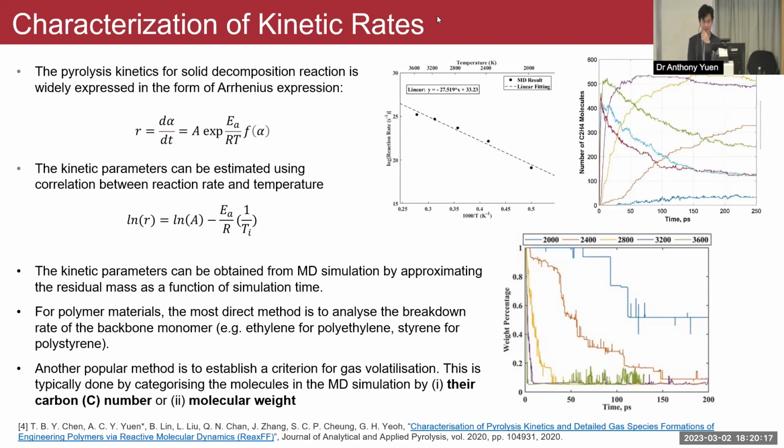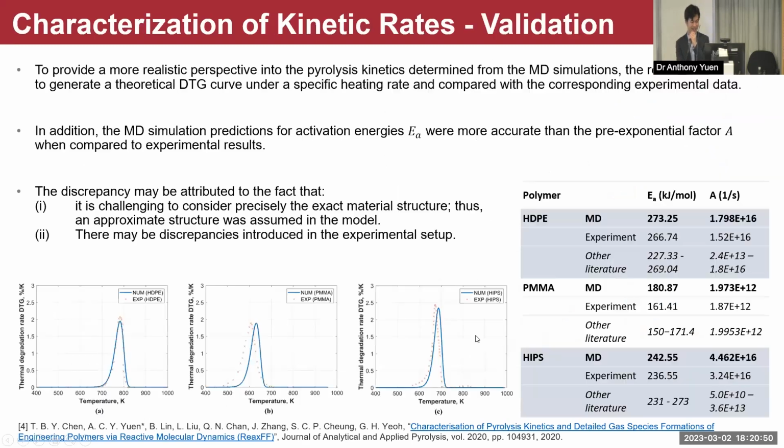So there are a few ways to trace this rate. For very common and well-known polymers, we can just look into their monomer structure, the carbon number. However, for some of the more complex materials, we trace the molecular weight of the main bulk of the material. So we look into the rate of this curve here to trace the drop in the molecular weight. Anyway, here's the result for HDPE, PMMA, and PS.